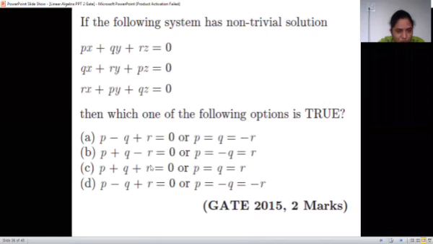But if there are two such options, like if P plus Q plus R is 0 appears twice, then we need to check the second condition. So the second is this one. The correct option is C.